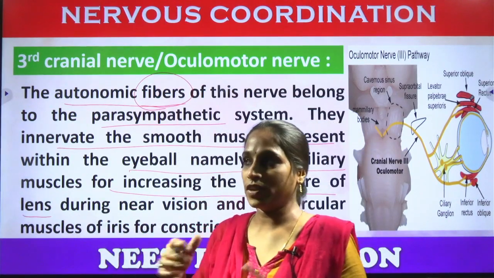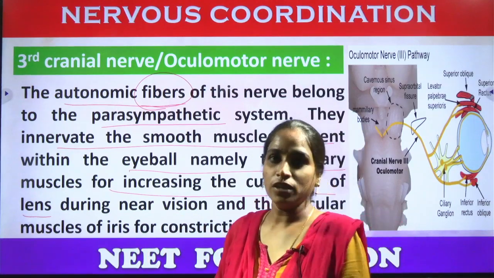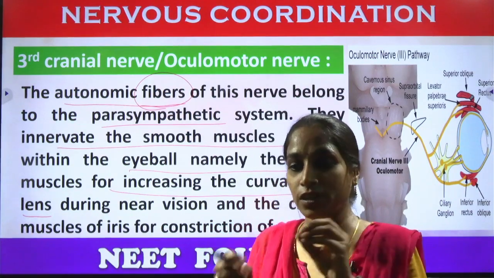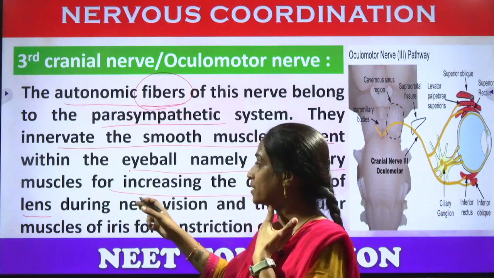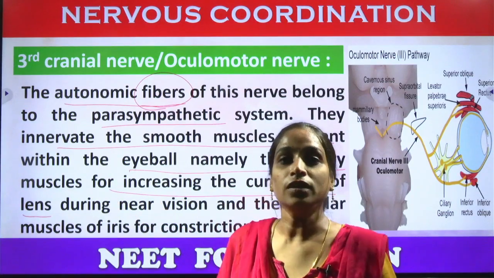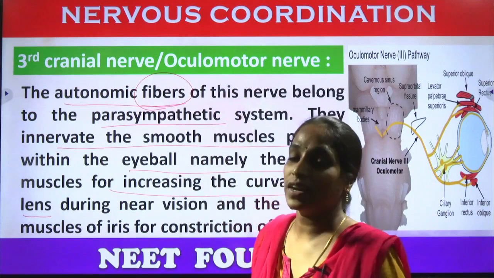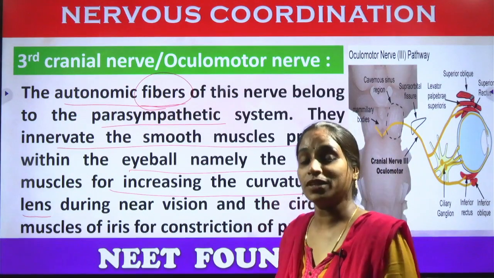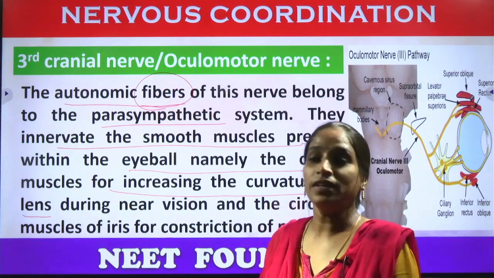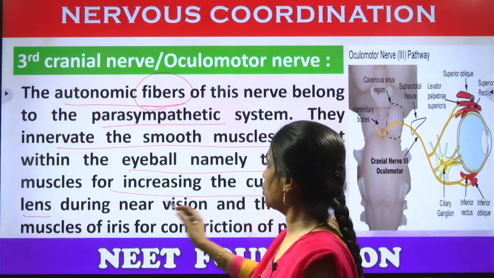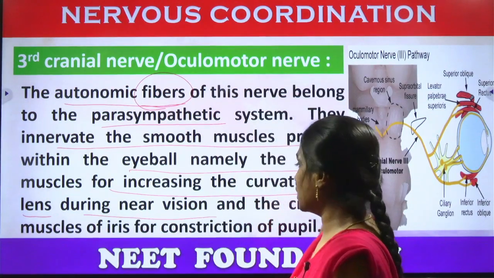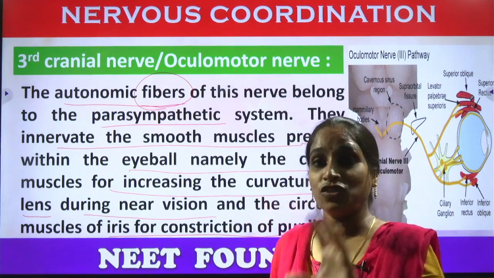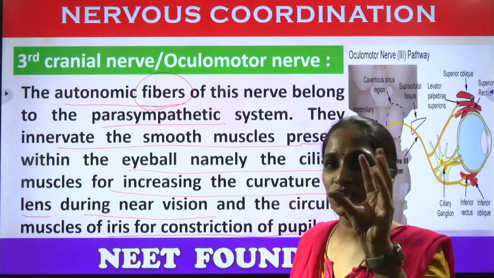For example, if you go to a dark place, we sometimes enlarge our eyes. The ciliary muscles are responsible for this. So these muscles are under the control of the autonomic fibers of the oculomotor nerve, so that we are able to view very clearly in the dark also, during the presence of the type of photoreceptor called rods. Increasing the curvature of the lens during near vision, and the circular muscles of the iris cause constriction of the pupil. Constriction and dilation.